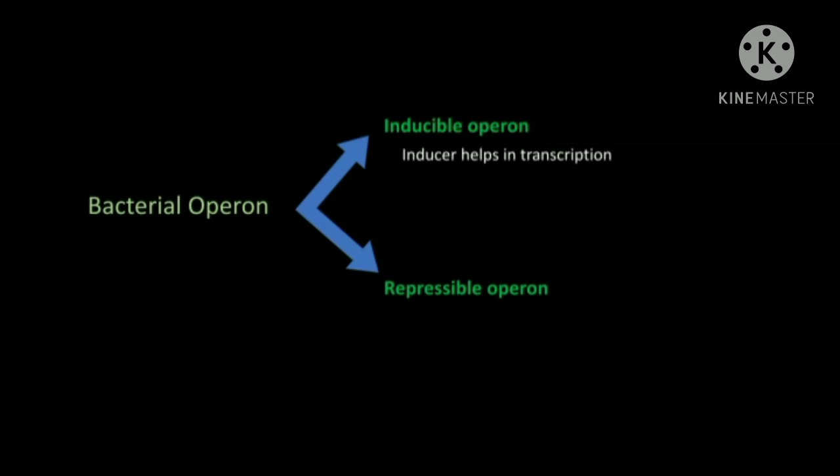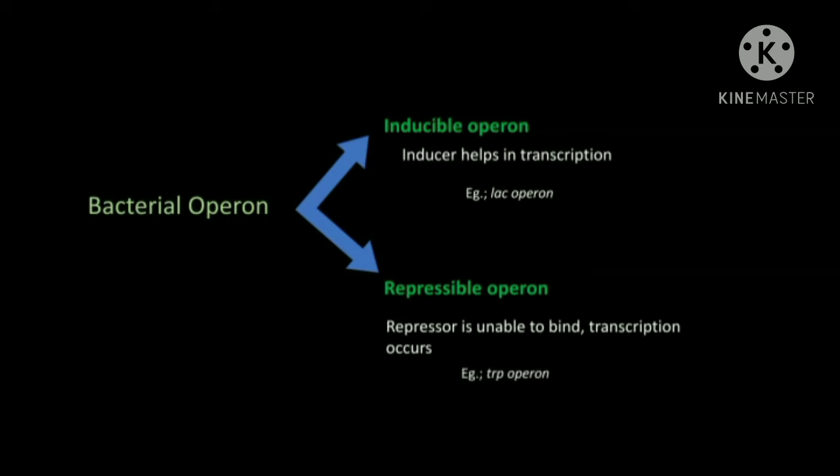There are mainly two types of bacterial operon. First one is an inducible operon and second one is a repressible operon. In inducible operon, the presence of a key metabolic substance induces transcription of structural genes. Example is lac operon. In the second one, repressible operon, the repressor protein by itself is unable to bind to the operator. Thus, the structural genes get actively transcribed to form enzymes. The trp operon is a good example for this.